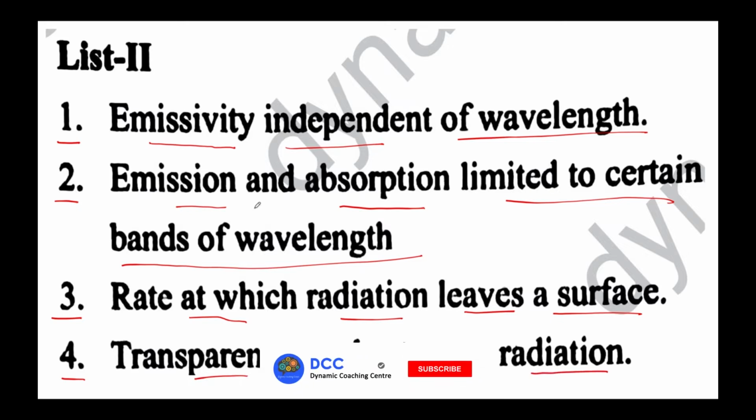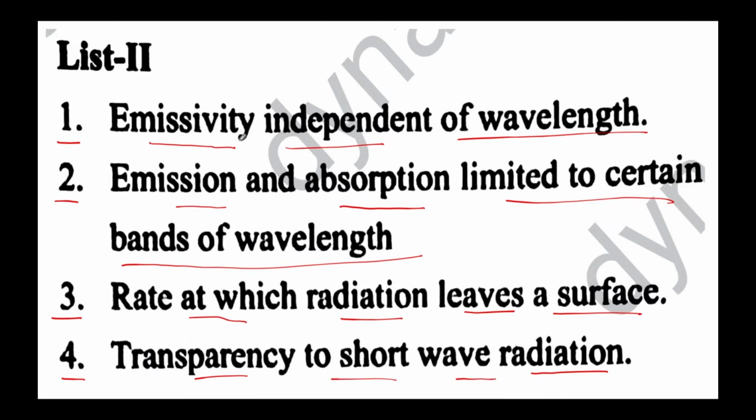So let me just repeat it one more time. And list 2 contains these four statements. The first one is emissivity independent of wavelength. The second one is emission and absorption limited to certain bands of wavelength. And the third one is rate at which the radiation leaves a surface. And fourth one is transparency to short wave radiation. So let's get into the solution where you can also expect few of the concepts to be explained.